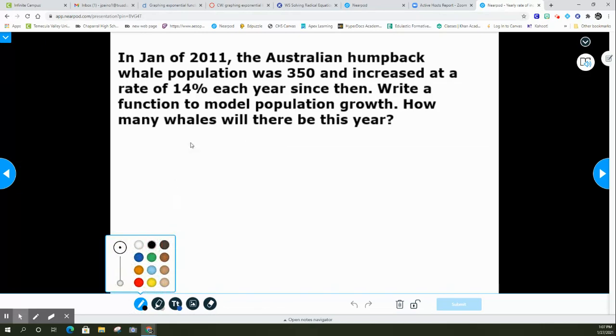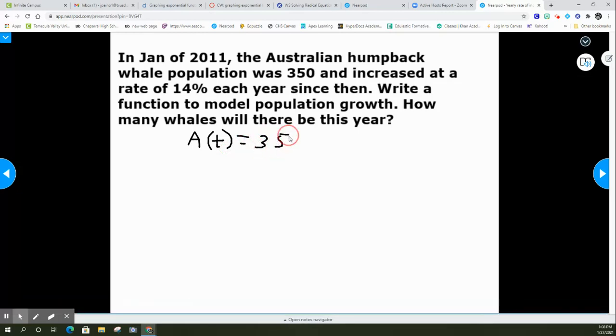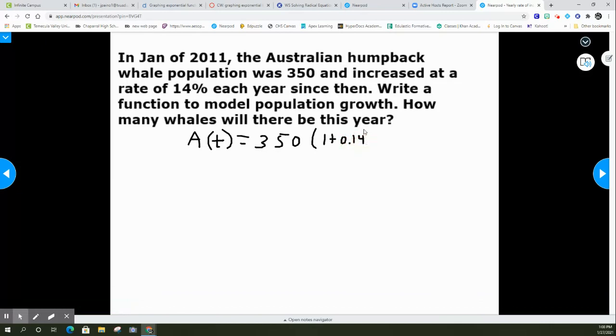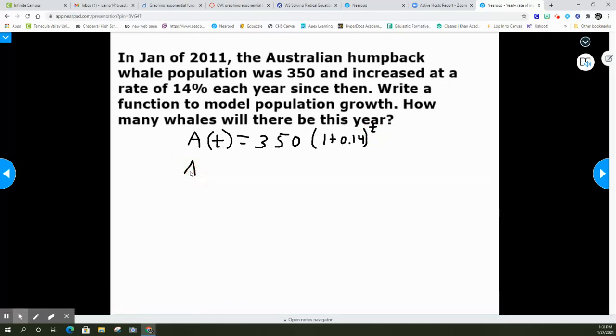So our population, the amount of whales after t years, is going to be what we start with, so 350. It's growing by 14%, so 1 plus 0.14, raised to the t years. So what is our t? This year, 2021, so 10 years later. It's growing for 10 years. This is what I need to figure out: 350 times 1.14 raised to the 10th.